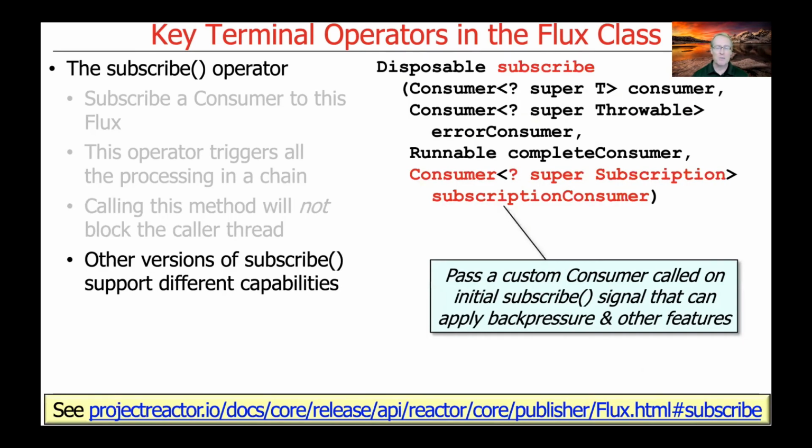There's a number of different subscribe operator methods. They're overloaded methods. Here's another variant. This one takes a fourth parameter, which is a consumer that's parameterized by a Subscription. So it's a subscription consumer. You can use this to pass in a custom consumer that will be called back when the initial subscribe signal occurs when you connect to the publisher. And then this particular subscription consumer can be used to apply backpressure to say, don't send more than n events or n signals at a time.